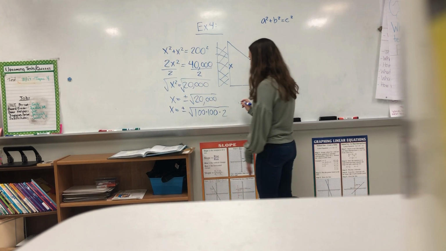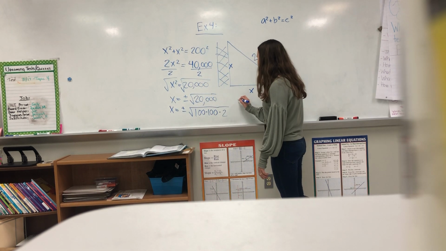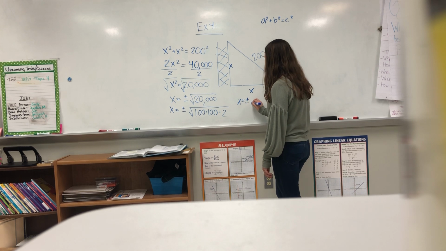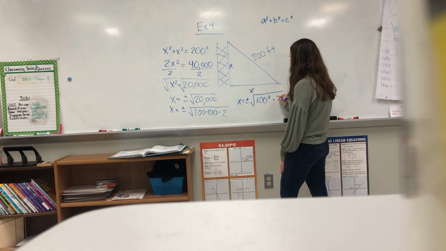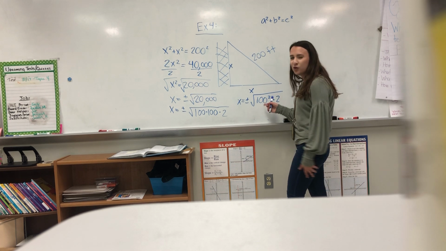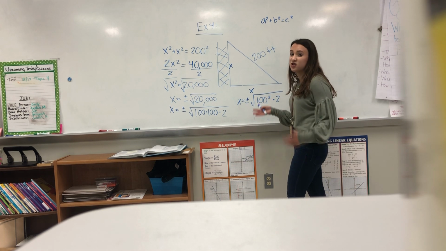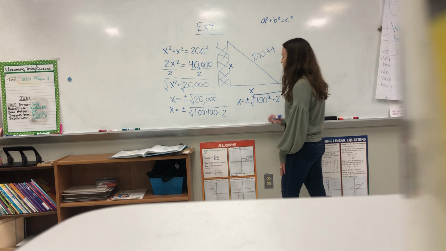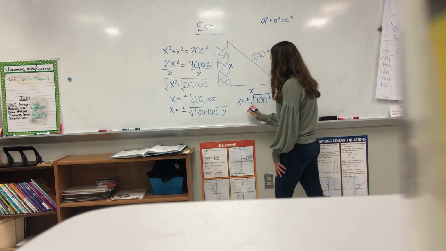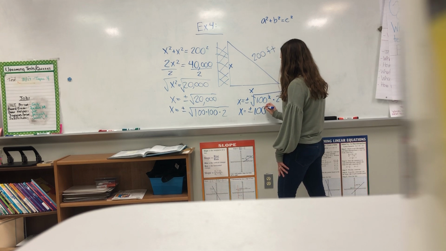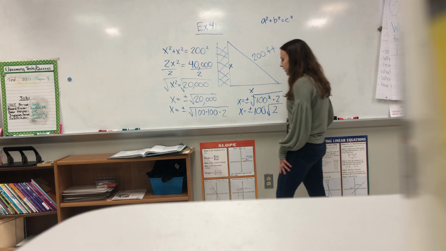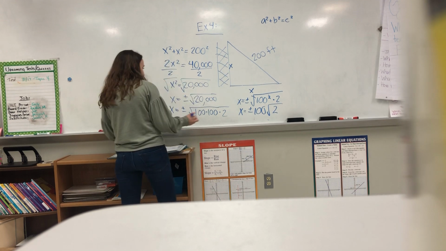I'm going to slide over here. 100 times 100 is 100 squared. The square root of 100 squared is just 100, because what happens is the squared and square root cancel out, so the 100 is coming out now. And we have radical 2 left underneath. So that is our final answer.